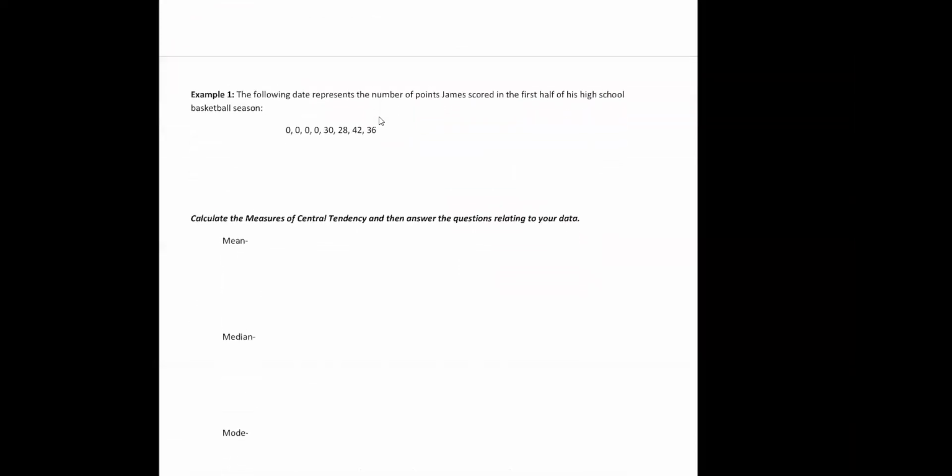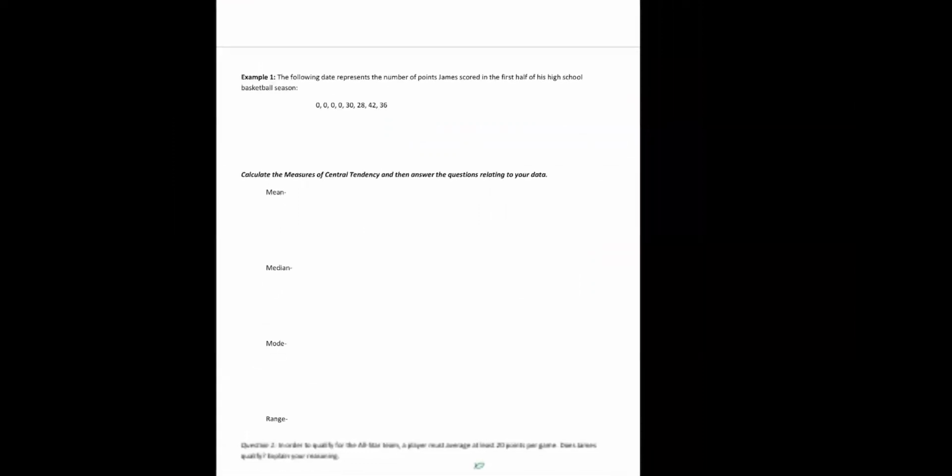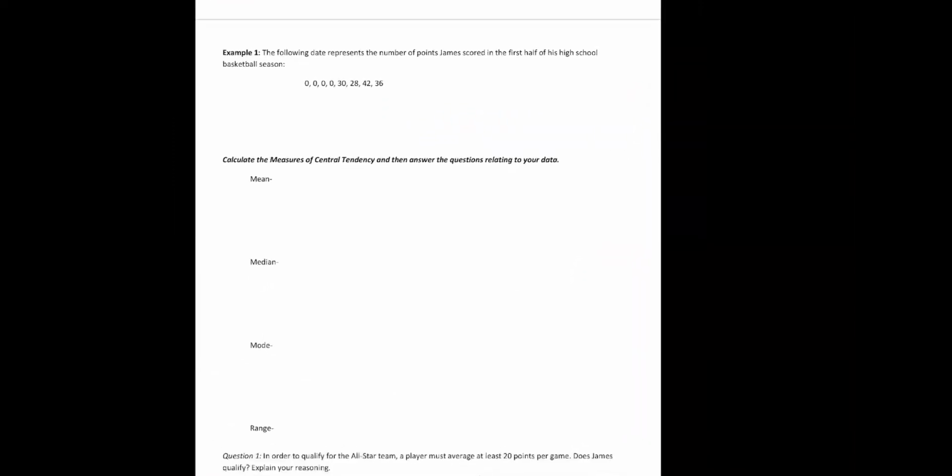All right, so we're going to look at an example of just finding mean, median, and mode. So let me just make this a little bit smaller. It says the following: the data represents the number of points James scored in the first half of his high school basketball season. So you can see he had 8 games. Those were his number of points. He had 4 games where he didn't score any points, and those are his last 4 games where he scored points.